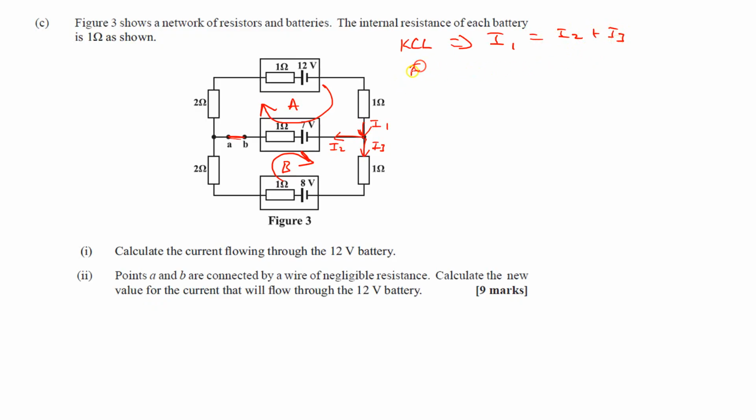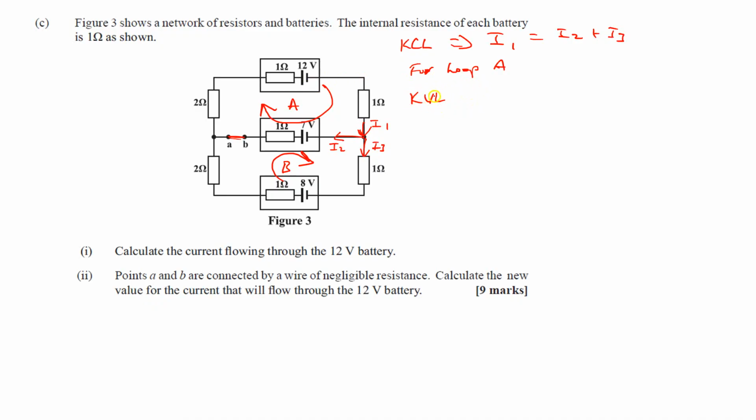Now for loop A, we just want to establish what is happening here. As you can see in loop A, there are 2 EMFs, and the negative terminal is connected to the negative terminal of the other EMF.